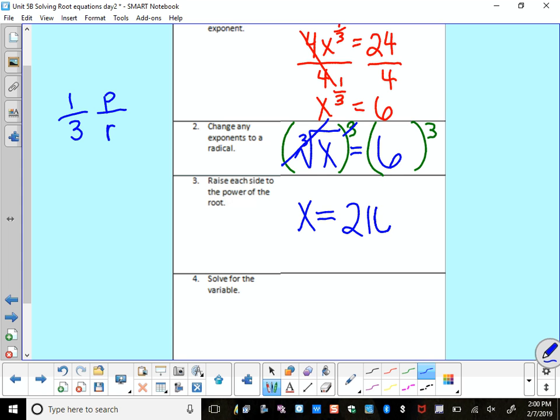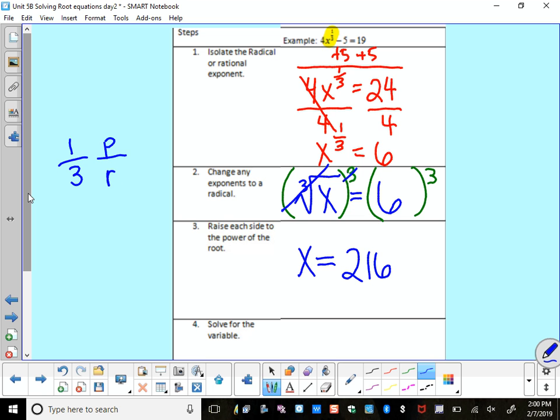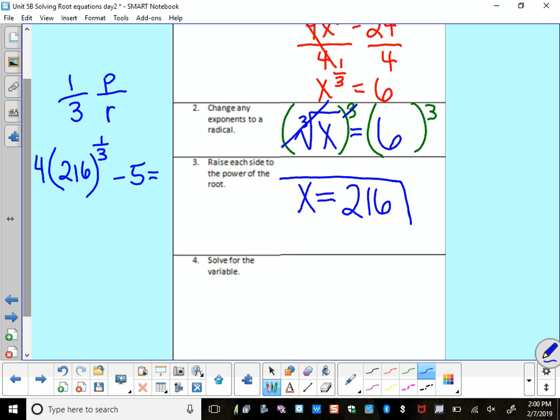Good. Ronaldo, while you have your calculator, can you plug in 216 into the original answer and see if we get 19? So you would type in 4 times 216 to the power of 1/3, scroll over, and then minus 5. Do I put the 1/3 in parentheses? Yeah. Then you just scroll over. And then minus 5. You get 19? Good. So, all you have to do is put a check. This one works. It is a solution.